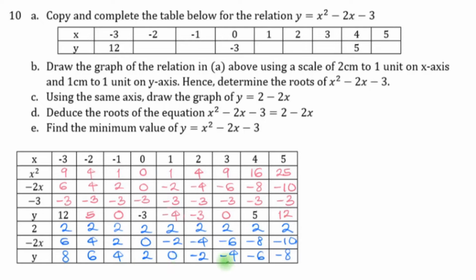Minus 2, minus 4, because it's a straight line graph and that has to be linear. Okay, so these two are the equations that we are requested to get. Here, this particular one is the table of values for y is equal to 2 minus 2x. And then the one we did initially, the one in red here, is for y is equal to s squared minus 2x minus 3.